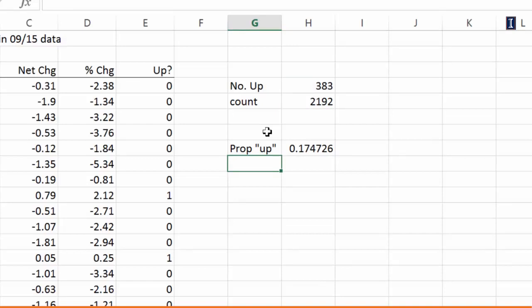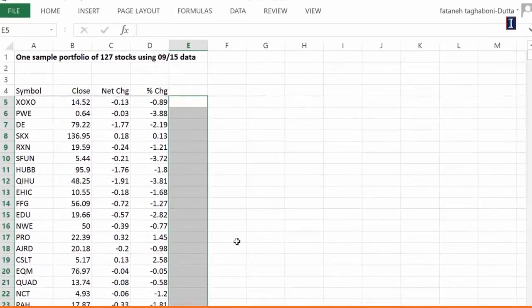So now let's look at what happens if we do sample. So an idea behind sampling is that you have a sample. So let's say you have 127 stocks that you have in your 401k, or you have invested in, or whatever.